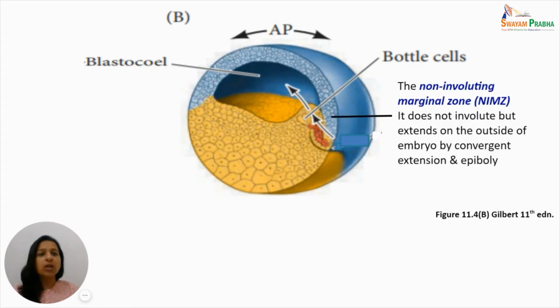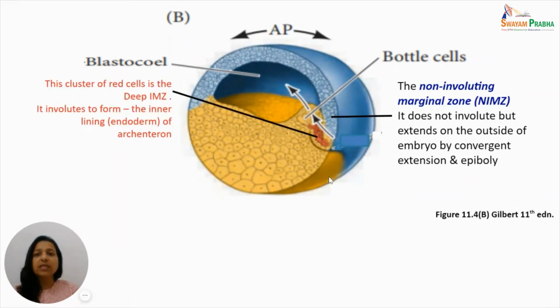The first is the non-involuting marginal zone, or the NIMZ. The non-involuting marginal zone, or the equatorial zone, as it says, is a part of the ectoderm. It is shown blue here. This zone does not undergo involution. It tends to stay on the outside of the embryo and it undergoes convergent extension and also epiboly. That is, it tends to form a surrounding area of the embryo during gastrulation.